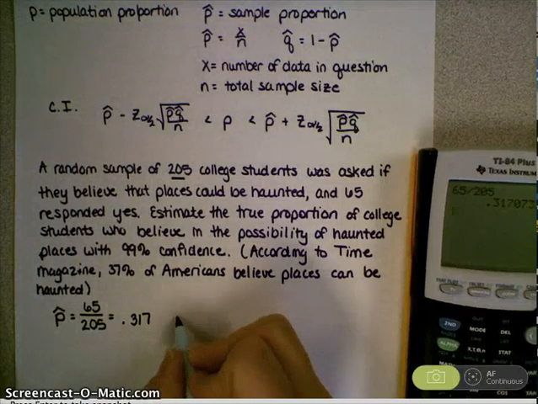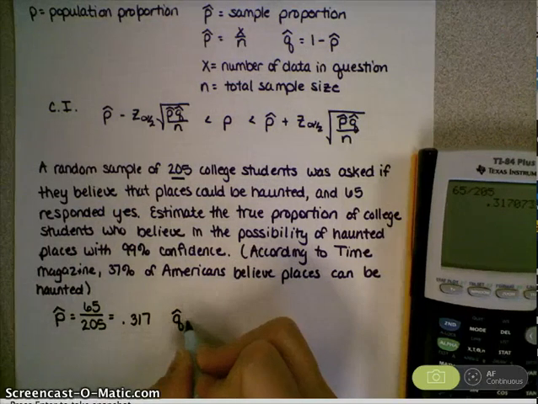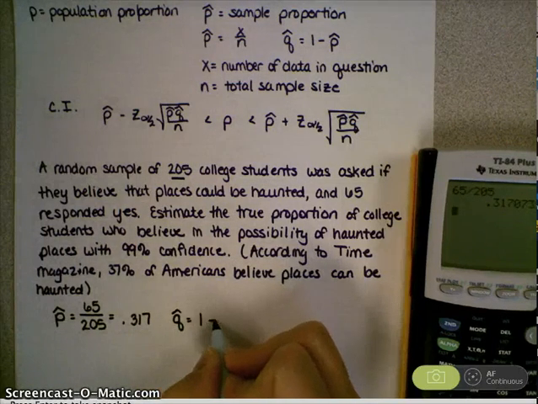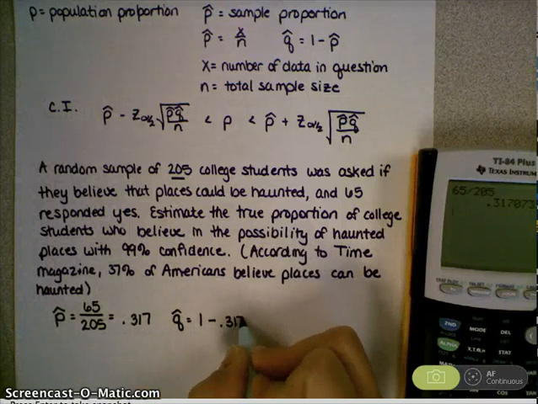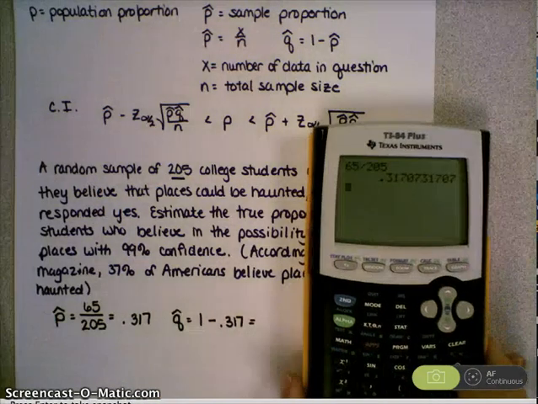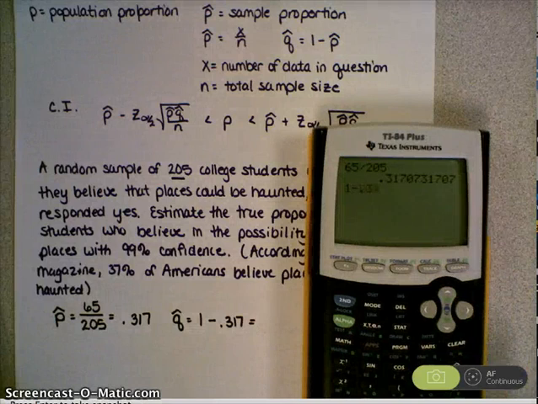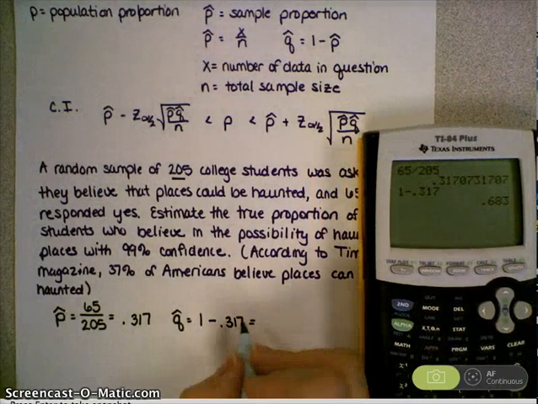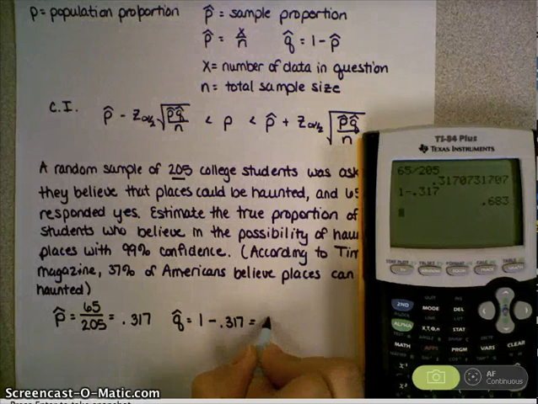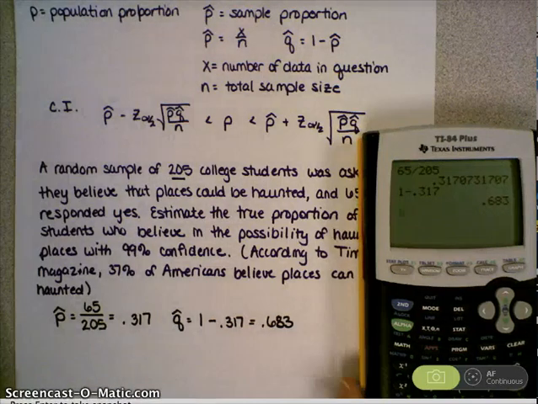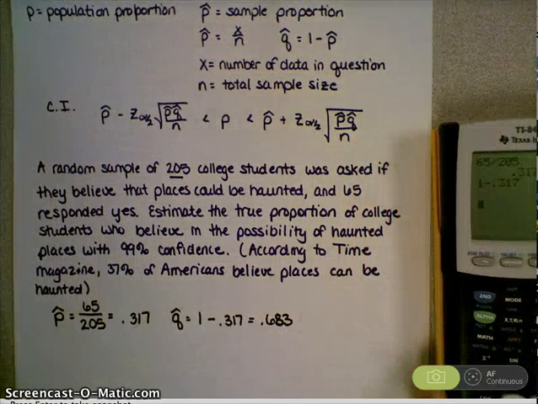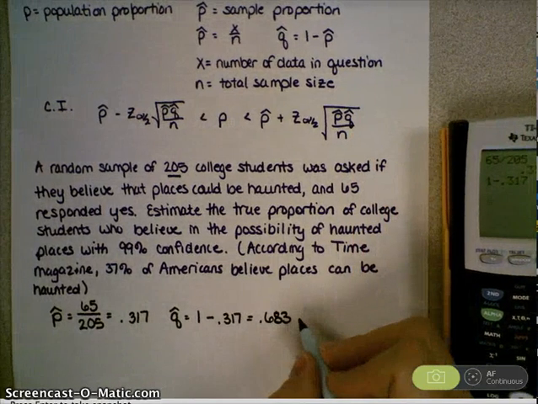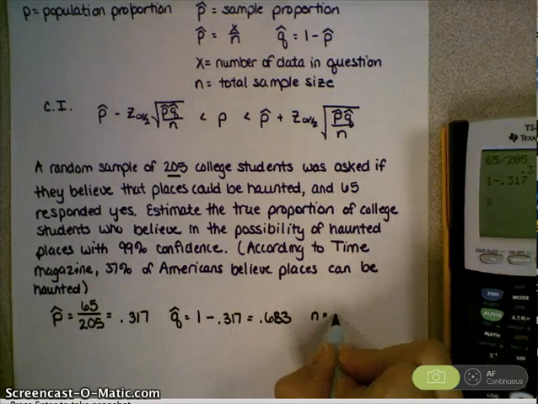Now we're going to find the complement of that, q hat. We're just going to take 1 minus 0.317, and that means about 68.3% do not believe that places can be haunted. The only other piece of information that we need here is n, our sample size. In this case, that's 205.